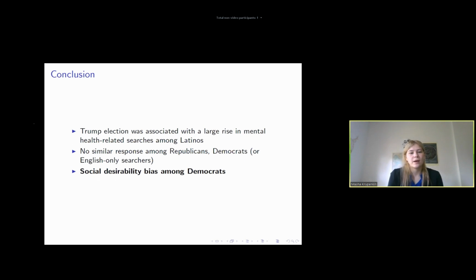So just as a takeaway from this particular study, the Trump election was associated with a large rise in mental health-related searches among Latinos, and there was no similar response among Republicans, Democrats, or English-only searchers in general. And all of this does suggest that there might be some social desirability bias among Democrats. Unfortunately, I was not able to find a survey that was asking Democrats before and after the election whether or not they were depressed. But it could be that all of these news articles were picking up on people virtue signaling or just expressively reporting. So that's study 1, and that really shows the power of this search data to solve these questions of social desirability bias.